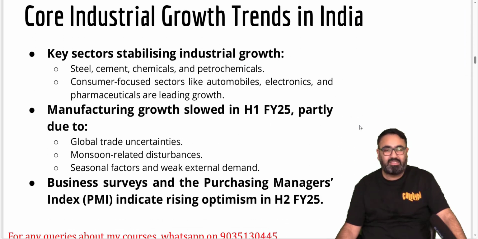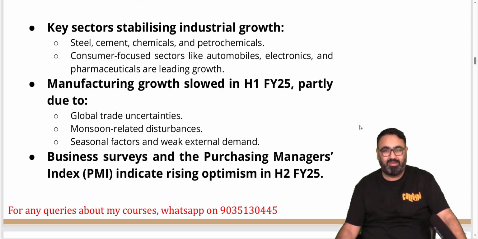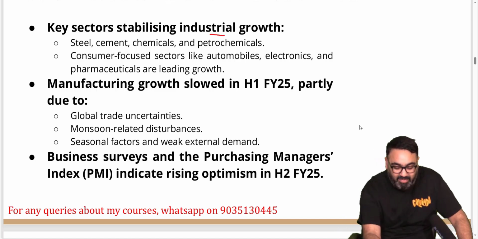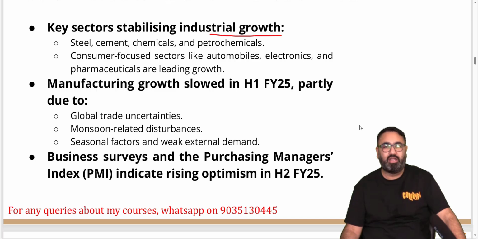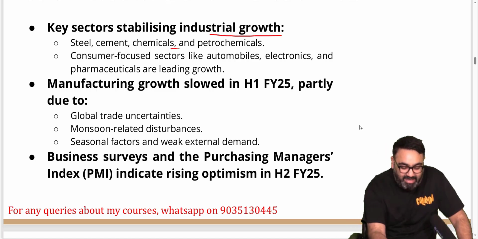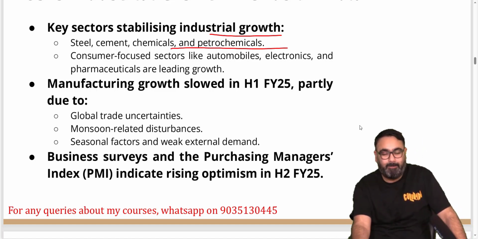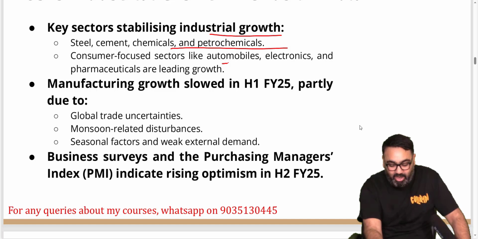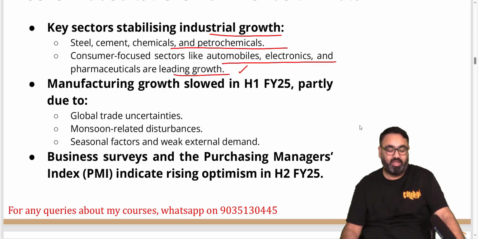Now, there are certain industrial growth trends in India that this chapter talks about, means what has been the growth of industry in India. It says there are key sectors that have led industrial growth in a positive manner in India. Those sectors include steel, cement, chemical and petrochemicals. Then there are consumer-focused sectors like automobiles, electronics, etc. These are the ones that are doing very well for India.